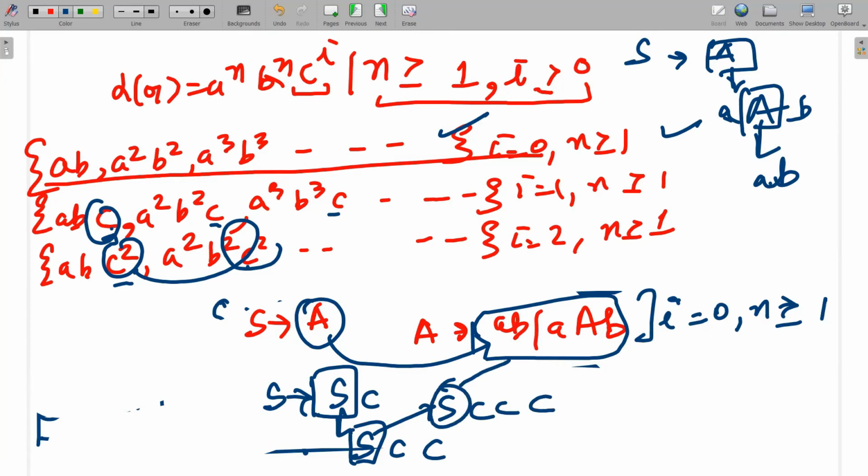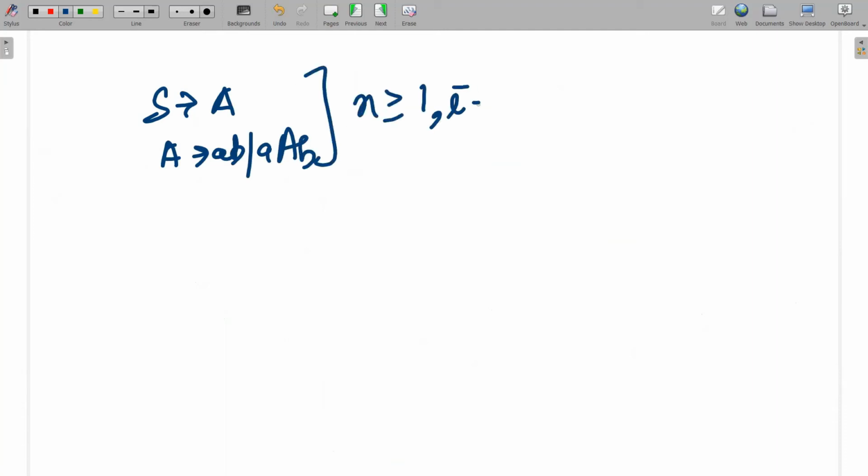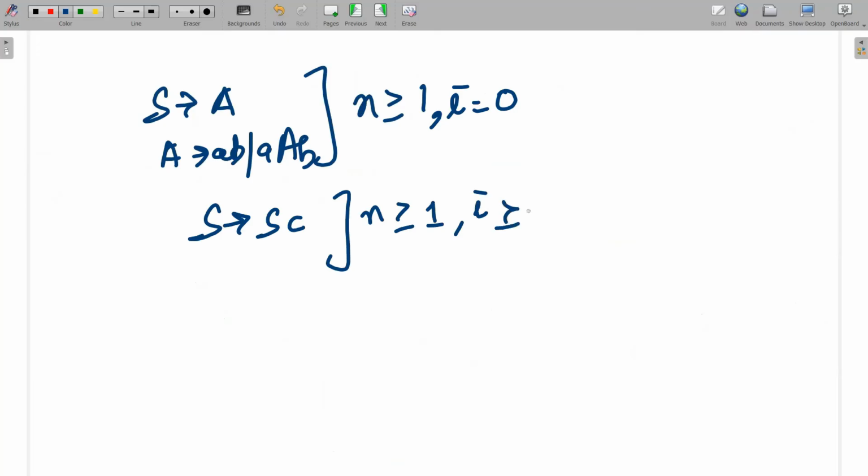So the S value you can take as either AB or AAB. Again, the recursive call you can make, and the result could be like this. So I would clearly say S generating A, A generating AB or AAB. This is for n greater than or equal to 1, i equal to 0. But S is also generating SC. This is for n greater than or equal to 1 and i greater than 0, because over here we can put the C value at the end. Hopefully this is clear to all.